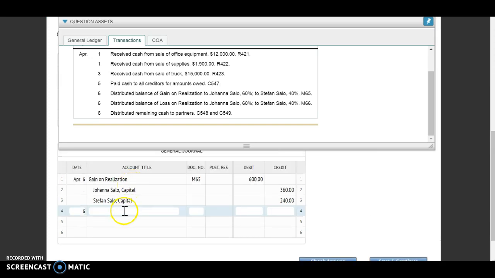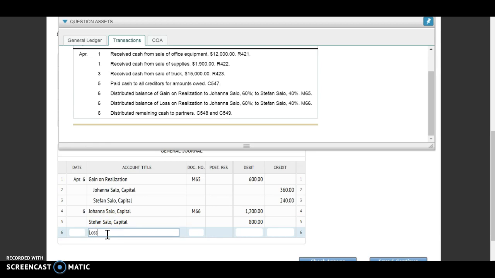So we know that we're going to need to list our capital accounts first. So Joanna Sallow Capital. Memorandum 66. She is going to get 60% of that $2,000 loss. So that should be $1,200. And Stefan is going to get 40% of that $2,000 loss. So $800. And then we will credit our loss on realization for $2,000.